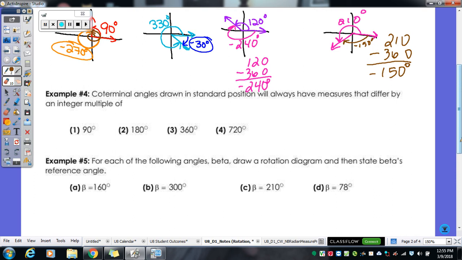All right, example 4. Coterminal angles drawn in standard position will always have measures that differ by an integer multiple of what? What do they always have? 360. They always have a difference of 360, which is what I was just saying. Keep adding 360, you get another coterminal angle. Add 360 again, you get another coterminal angle. Add 360 again. Or you could subtract it and get negative angles.